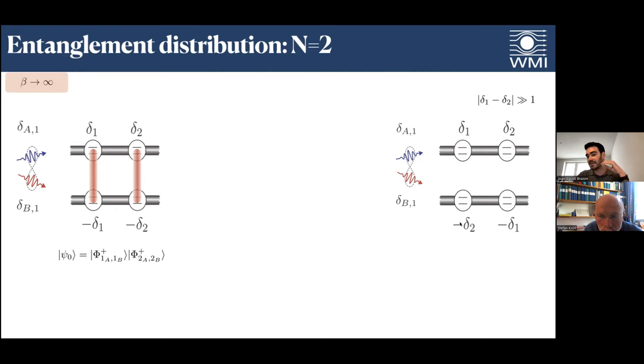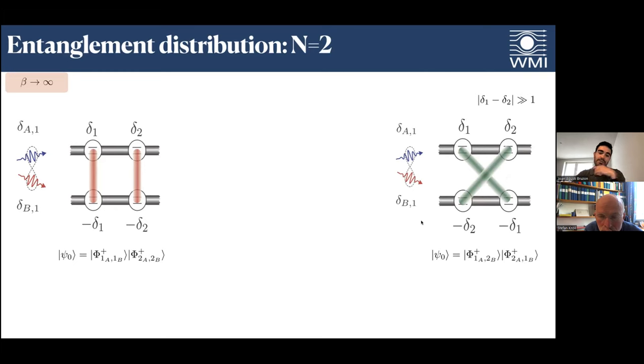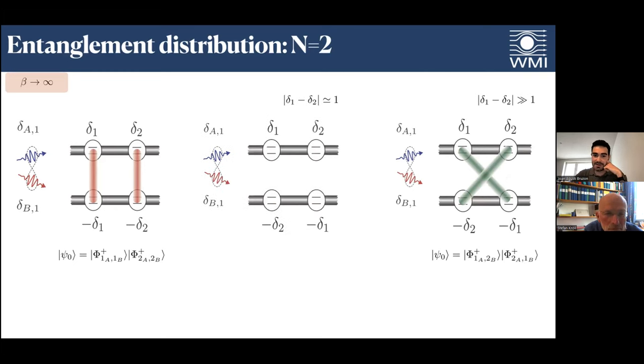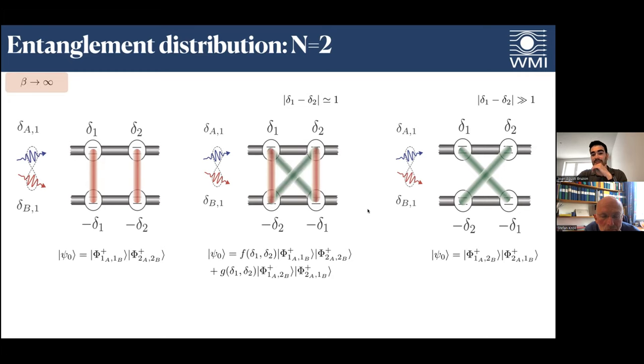And we assume, for example, that they are largely detuned. So what one finds is that now we are able to create Bell pairs between diagonally distributed qubits. And then of course, probably now it's a bit unexpected: what happens if both qubits still keep this diagonal configuration of the detunings, but the detunings are actually quite similar? What will actually happen is that the final state of the system is a multi-qubit state. It is a linear combination of having both parallel and diagonal entangled pairs.